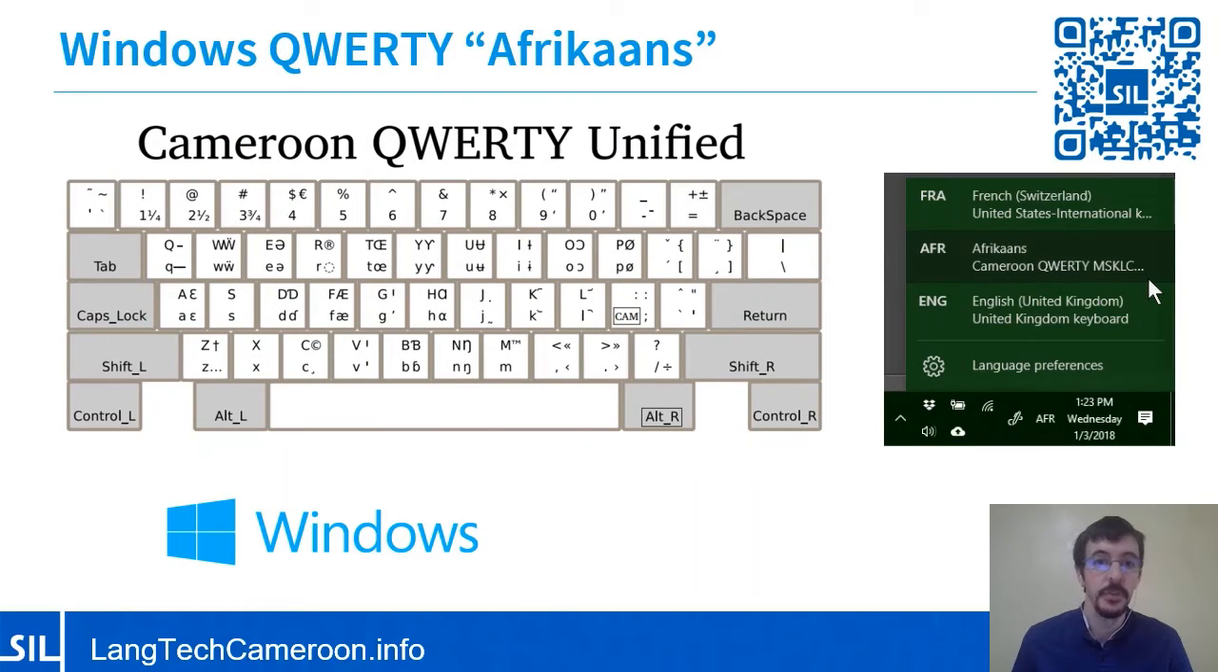Also, we have the QWERTY version that follows the English keyboard of the US and UK. This one is known as Afrikaans for the same reason as before. The QWERTY keyboard uses the semicolon key to access the most special characters. These versions are less than 2 megabytes each and can be found on langtechcameroon.info.